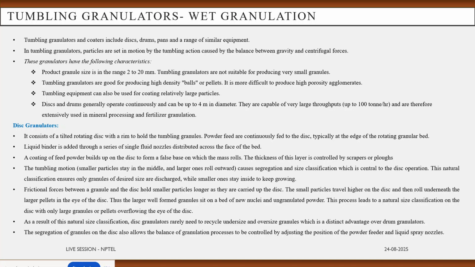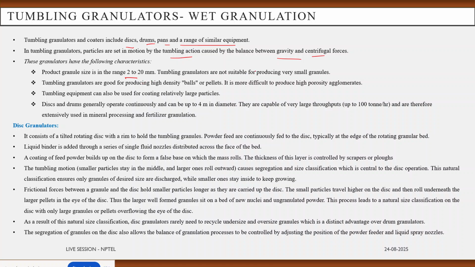So let's now discuss the wet granulation process. The wet granulation process here is the tumbling granulator. A tumbling granulator or coater includes a disc, drum or pan and a range of similar equipment. In a tumbling granulator, particles are set in motion by tumbling action caused by the balance between gravity and the centrifugal force. These granulators have the following characteristics: the product size of the granule should be in the range of 2 to 20 millimeter.